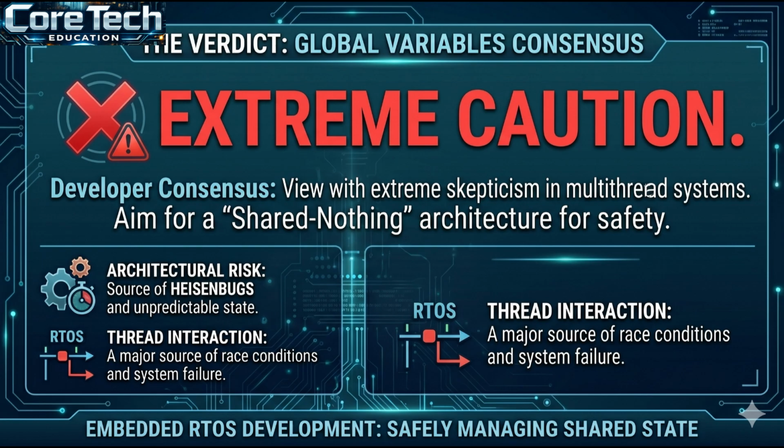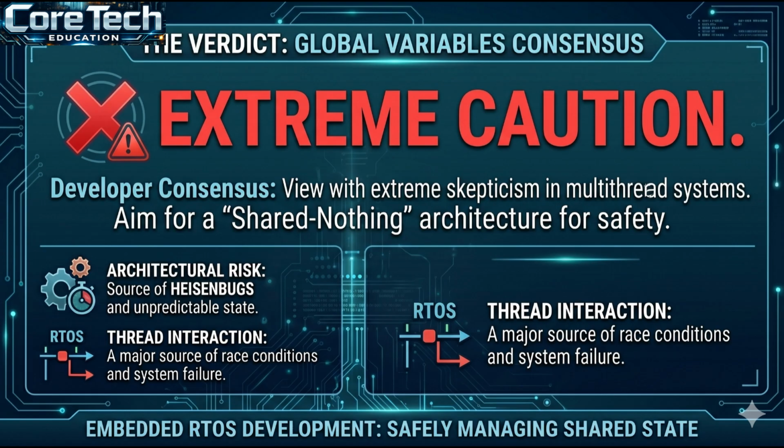So, what's the final verdict on global variables? The developer consensus is clear. Treat them with extreme caution. In multi-threaded systems, globals are viewed with deep skepticism because they open the door to race conditions, unpredictable states, and those dreaded Heisenbugs, errors that appear and disappear without warning. In embedded RTOS development, they are one of the biggest sources of system failure when threads interact unsafely.